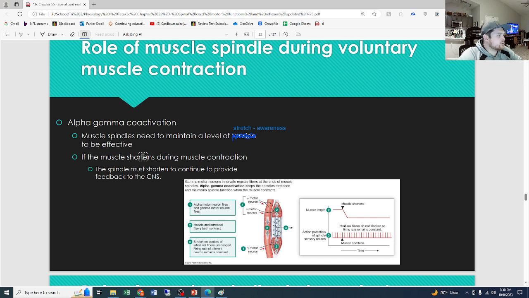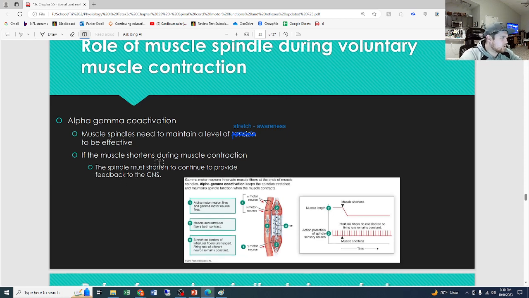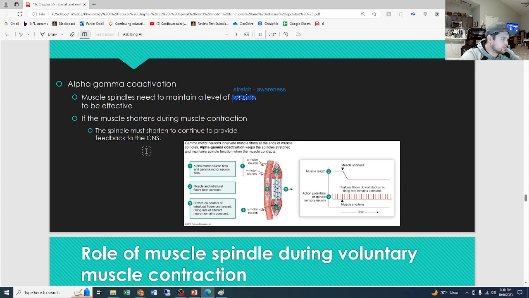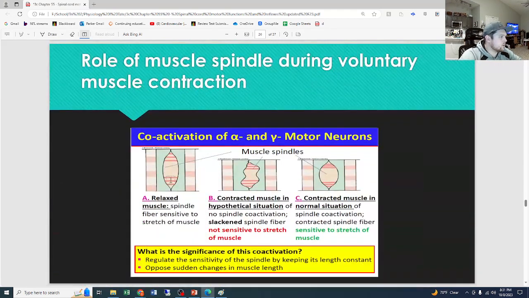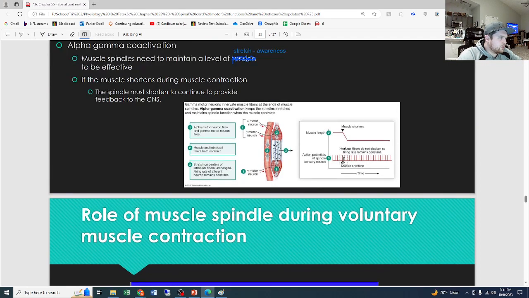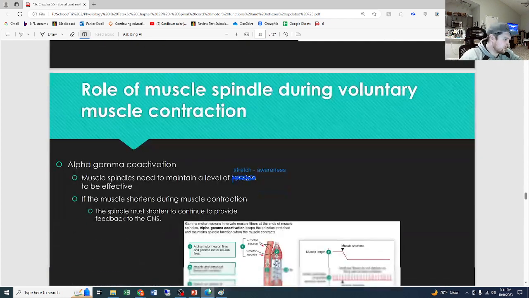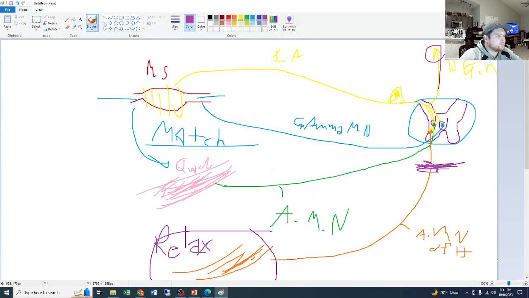If the muscle shortens during muscle contraction, the spindle must shorten to continue to provide feedback to the central nervous system. So co-activation of the alpha and the gamma motor neurons. When the alpha motor neuron activates, this is what we were talking about way back here, it signals the gamma motor neuron as well to come back and match the stretch of the muscle.